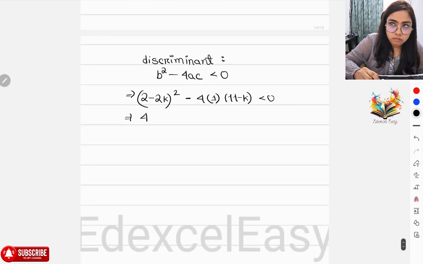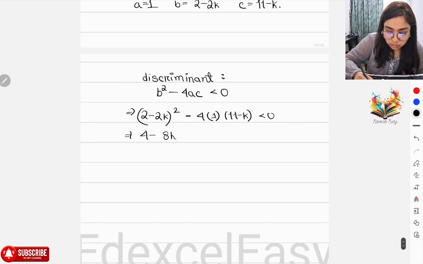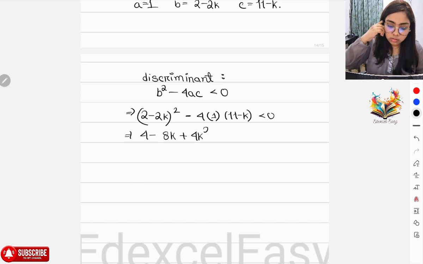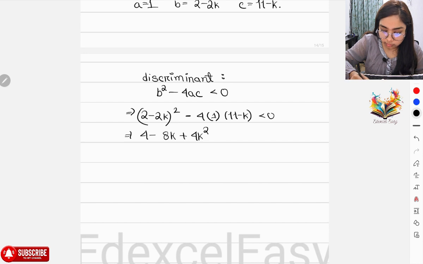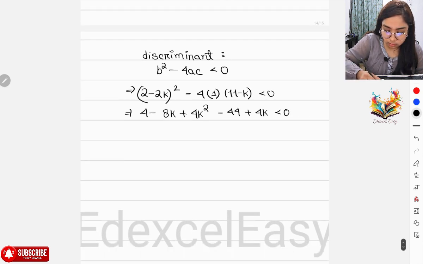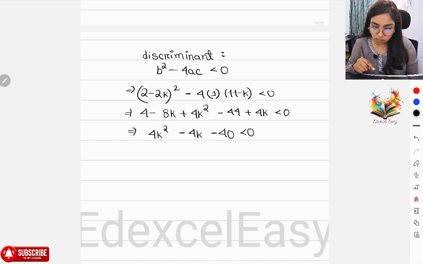After this, you have what? 2 into 2 into 2 is going to be 8, so it's just going to be minus 8k plus 4k squared, and 4 into 1 is just 4, there will be no changes for that. 4 into 11 is going to be 44, and this is going to be plus 4k less than 0. Other than that, there's no mistake. 4k squared minus 8k plus 4k will leave us with minus 4k, and 4 minus 44 is going to be minus 40, less than 0. So 4k squared minus 4k minus 40 less than 0.